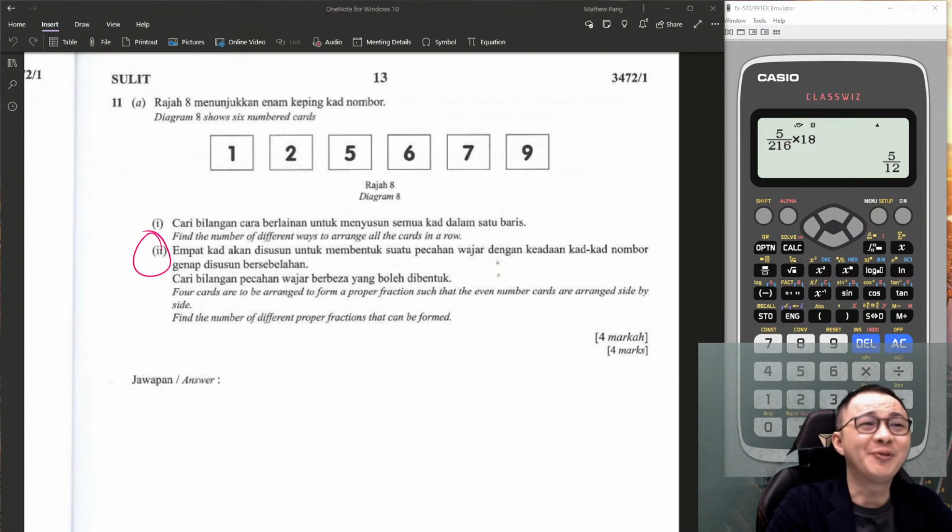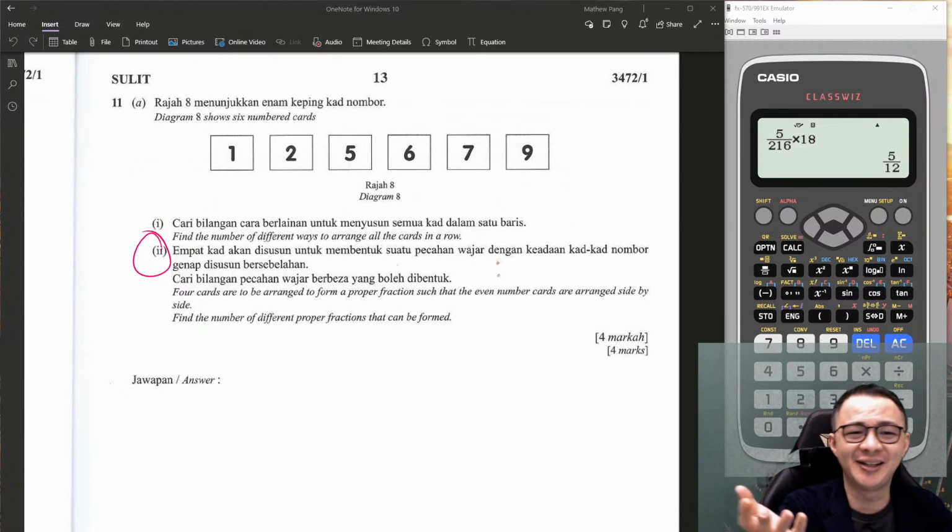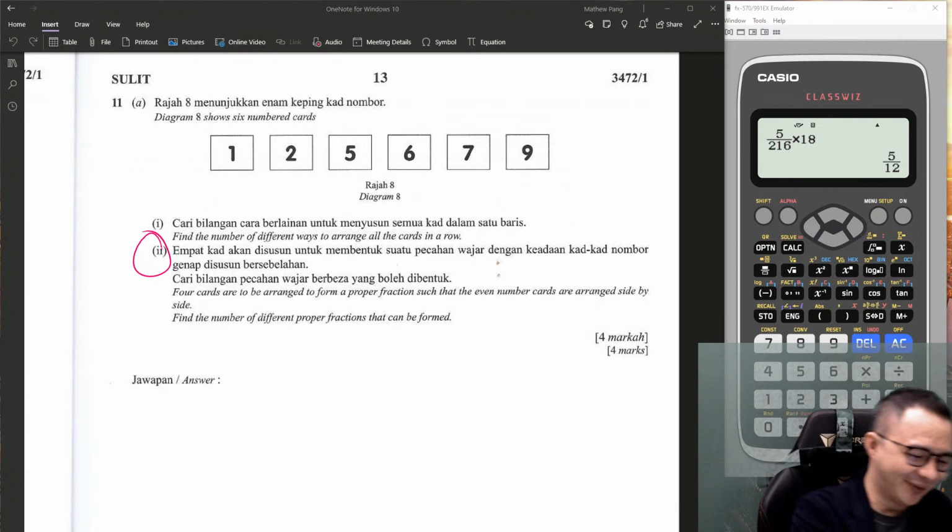So we still have some questions from 11 to 15 from paper 1. Then when we finish already, we'll go to paper 2. Most likely we'll end our live at about 10:30 or 11. See how it goes later. Alright, let's come to the second part, which is another KBAT question.